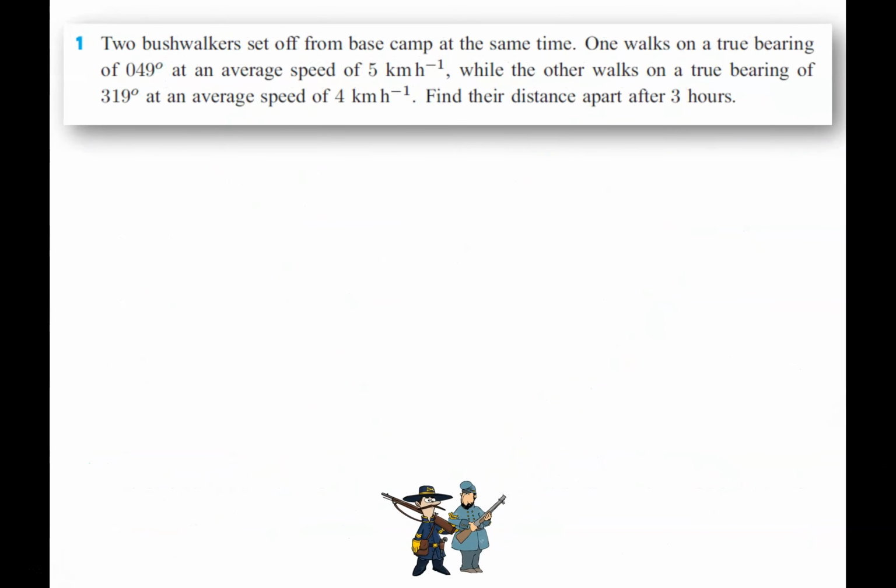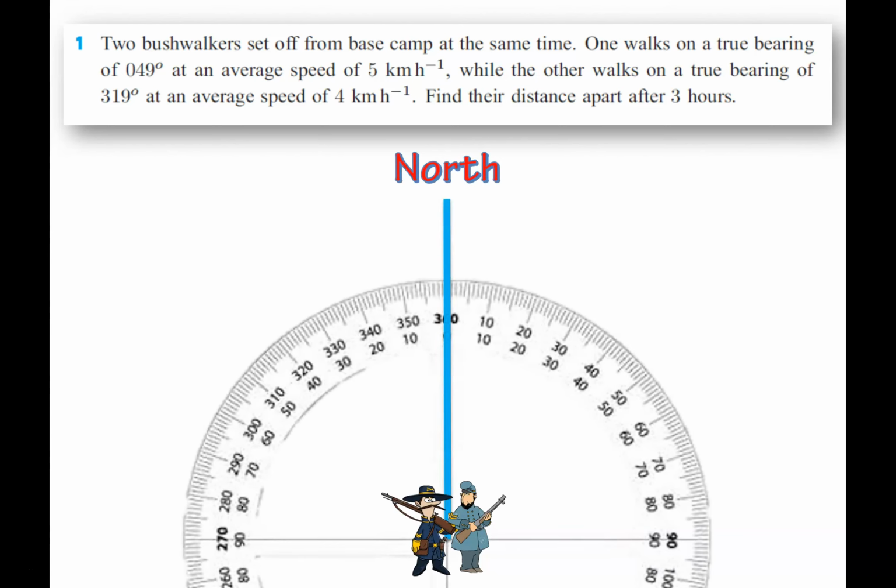Right, so here we go. These guys set off. One's going on a bearing of 049. We sometimes put the 0 in front to indicate that we acknowledge that there's all 3 digits there, at a speed of 5 kilometers an hour. The other one goes off at 319 at 4 kilometers an hour. How far apart are they 3 hours later?